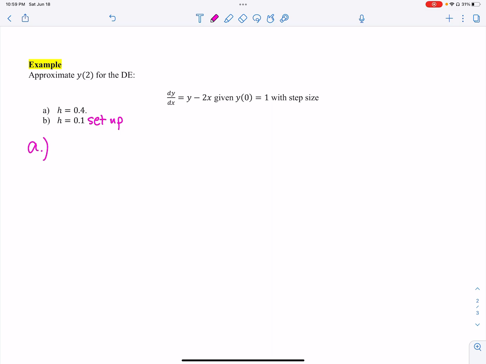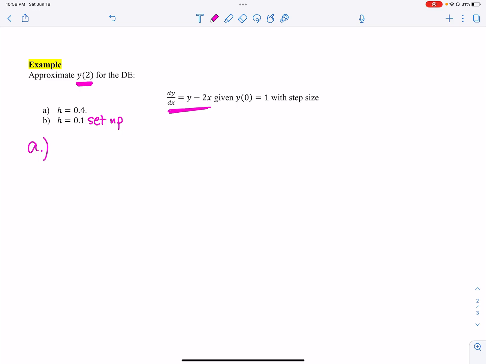All right, so what I do for this, it says approximate some function y when I plug in 2, and they give us this derivative here, dy over dx, and it equals y minus 2x. We are trying to find y. We don't have y, so that's why we're trying to find the approximate for y of 2. Now, this was supposed to have a step. Oh, there's the step size.